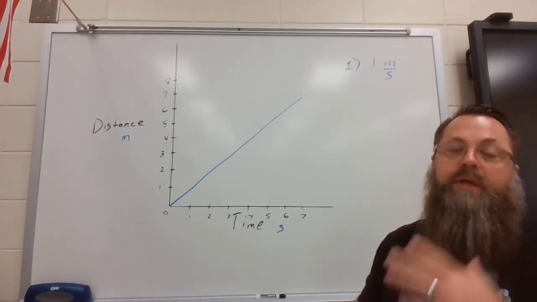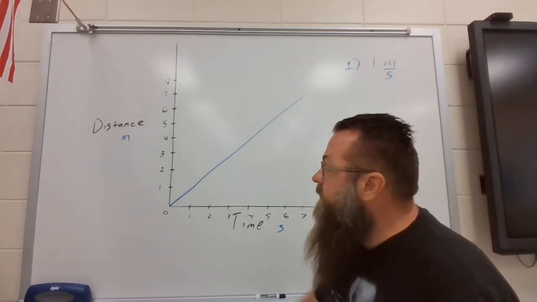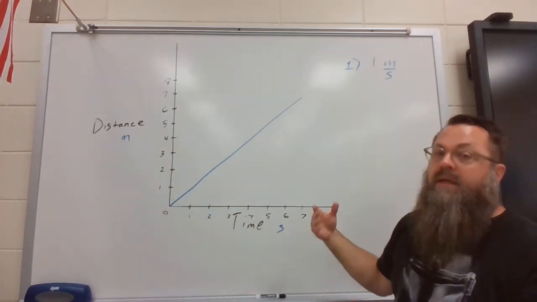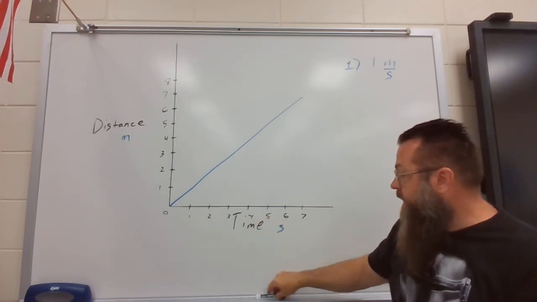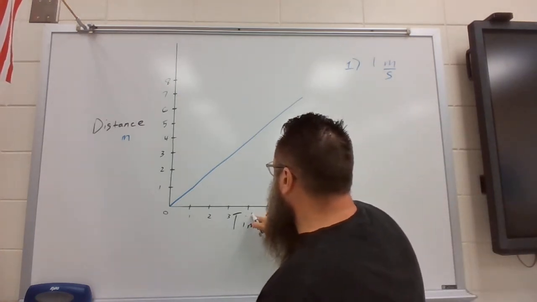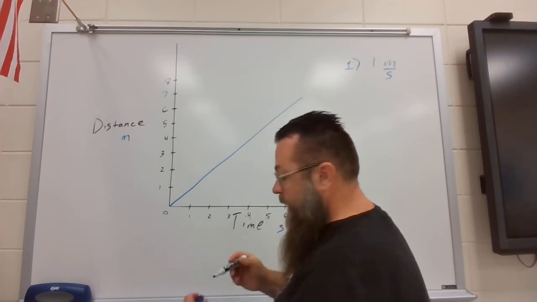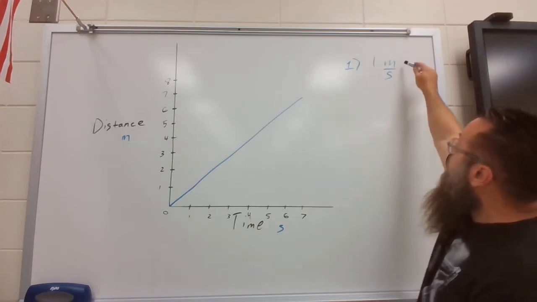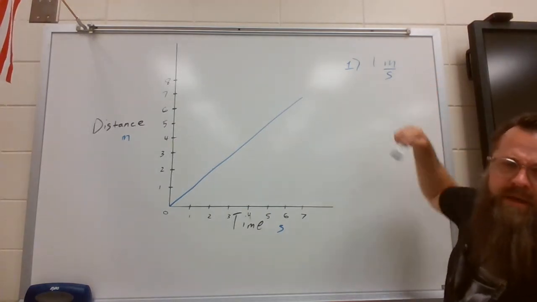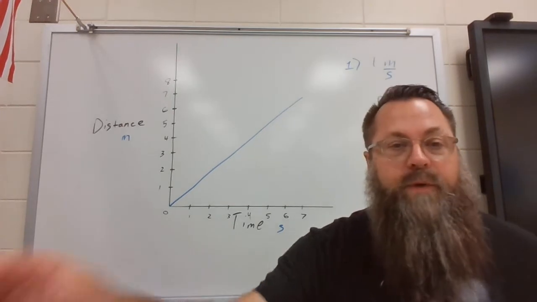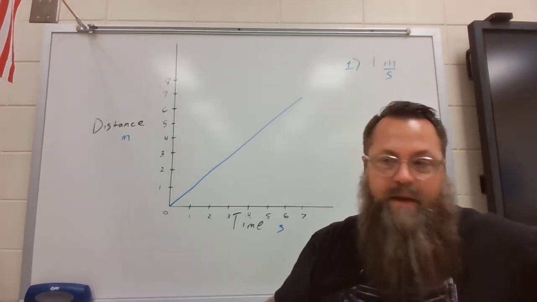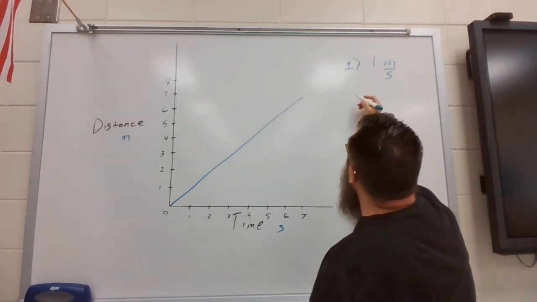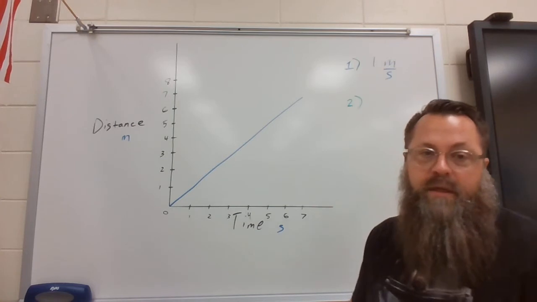It rises 1, it runs 1. The rise is the distance in meters. The run is the time in seconds. So anyway, rise over run. If it's rising 1 meter, it's running 1 second: meters per second, meters over seconds, rise over run. Do we see how all this comes together from our algebra classes?